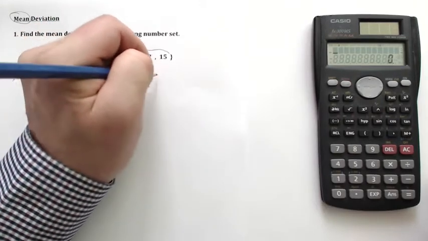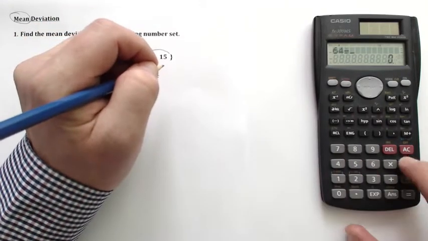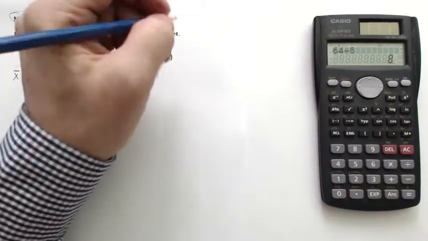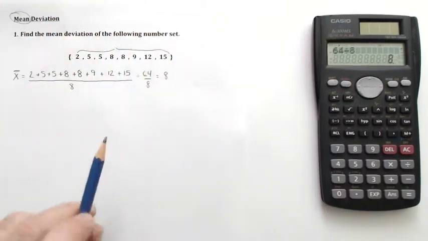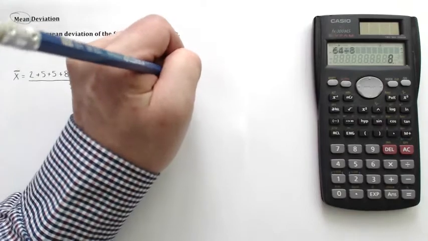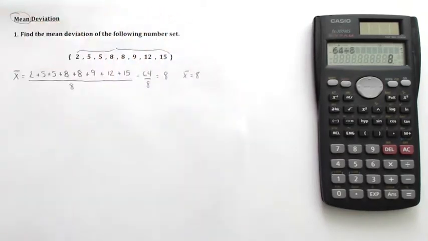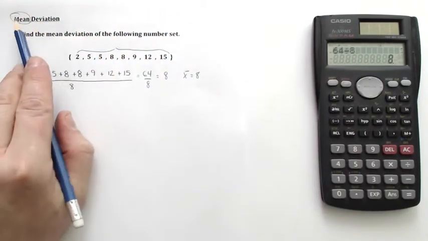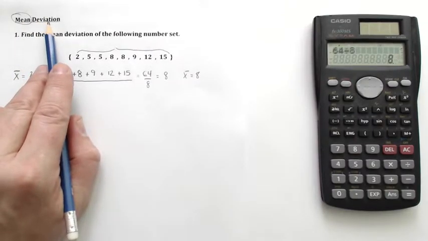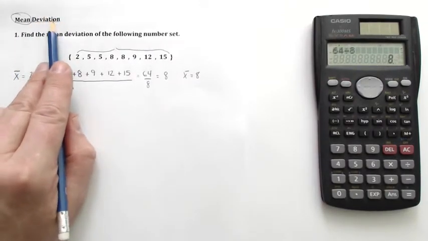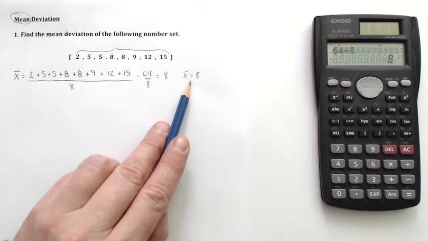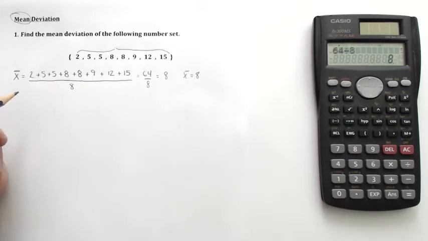64 divided by 8 will give me 8, as you can see right there. And so I know that the average is now equal to 8. Since deviation means how far each one of those is away from that average of 8, the next step is pretty straightforward. I'm going to make a little chart that reminds me of the steps. The first step is to write down all of my data points.